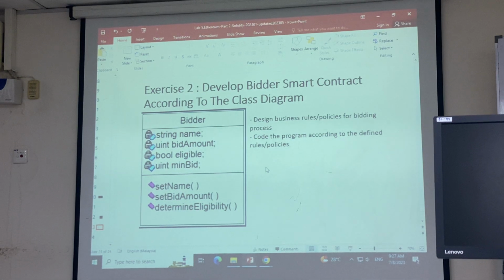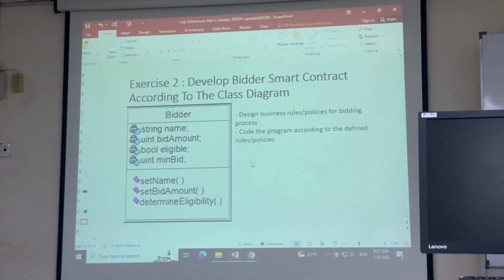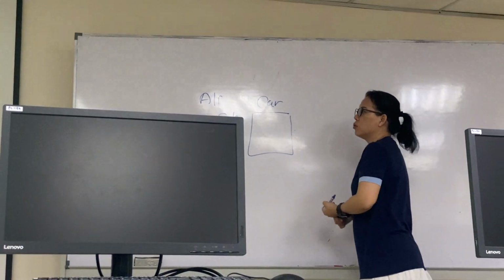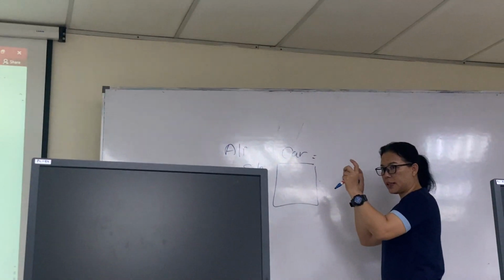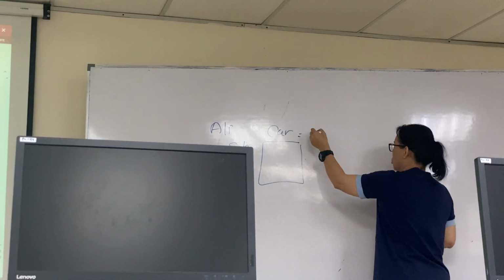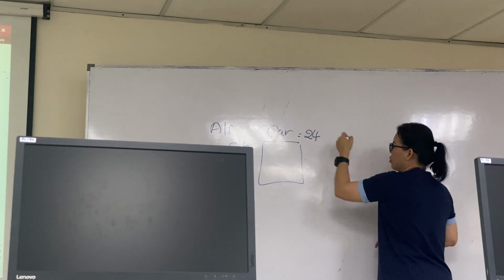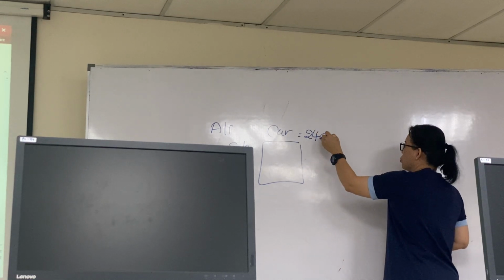So the bidding smart contract refers to bidding for a certain product. Let's say Ali says that he wants to sell this car, and the car's starting price is 24 G-Way.